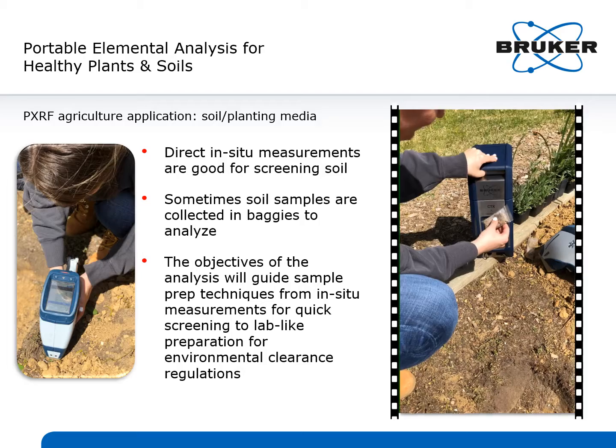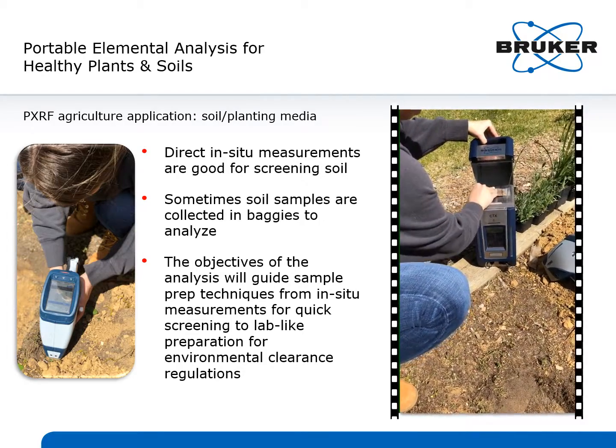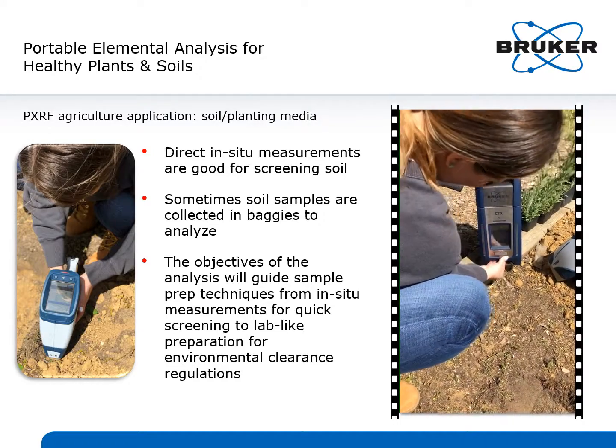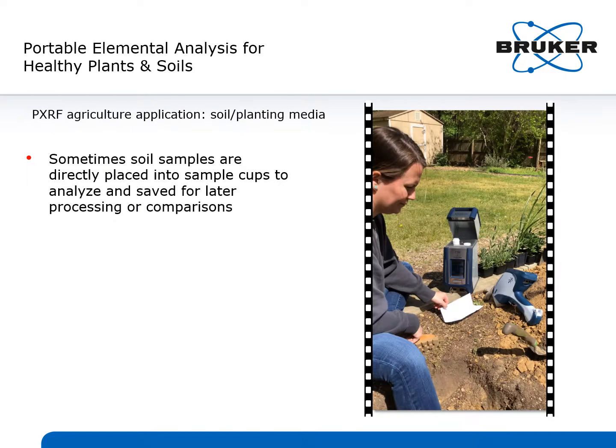You can directly measure soil with portable handheld XRF. However, some scientists prefer to collect soil samples in baggies. Either way, a quick screening provides an idea of the general composition of the soil. This is especially important for monitoring high levels of heavy metals. Sampled soil can also be placed directly into a sample cup for measurement.